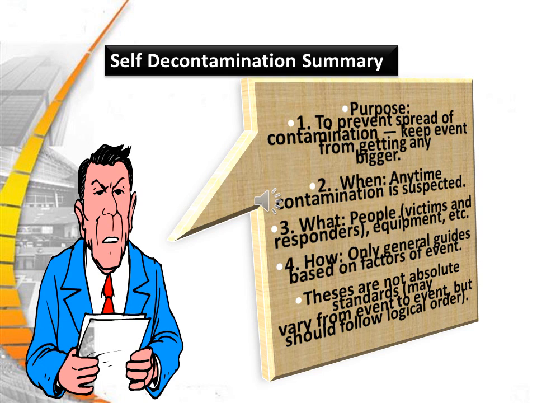The summary of self-decontamination: the purpose is to prevent the spread of contamination, keeping the event from getting any bigger. When is it done? Any time that contamination is suspected. Who is involved? People or victims or responders and equipment. How? Only general guidelines based on factors of the event. There are no absolute standards. These things may vary from event to event, but should follow a logical order.